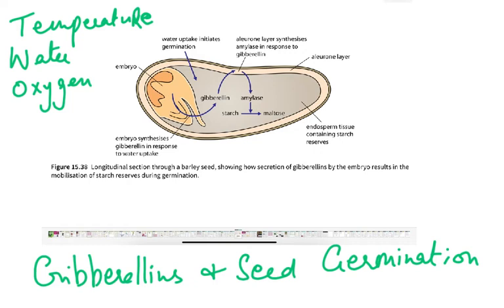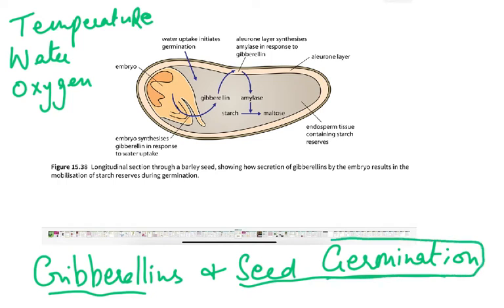Now coming to the topic of gibberellins and seed germination, G for gibberellin, G for germination. We're going to talk about the barley seed. And as you can see in the barley seed, I have taken a diagram from the book. And we have three factors which are necessary for germination.